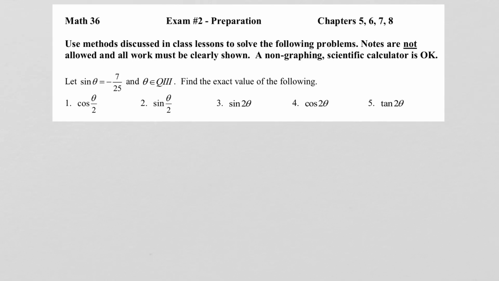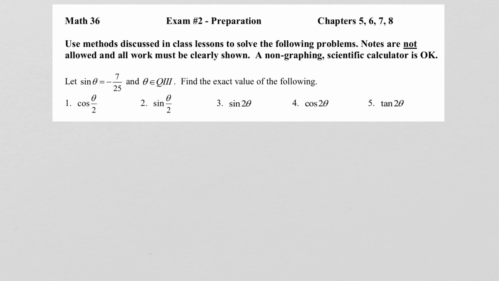Here is the video solution for the exam number 2 preparation problems for trigonometry. As an important note, you must use methods discussed in class lessons to solve the following problems. Notes are not allowed, and all work must be clearly shown. A non-graphing scientific calculator is okay.